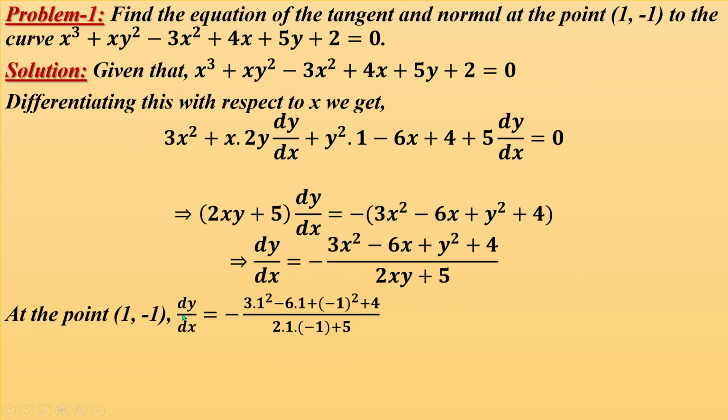At the point (1, -1), the derivative of y with respect to x is equal to, putting x equal to 1 and y equal to -1. Okay, we have put the value of x and y, and calculate, we will get -2/3. Clear?